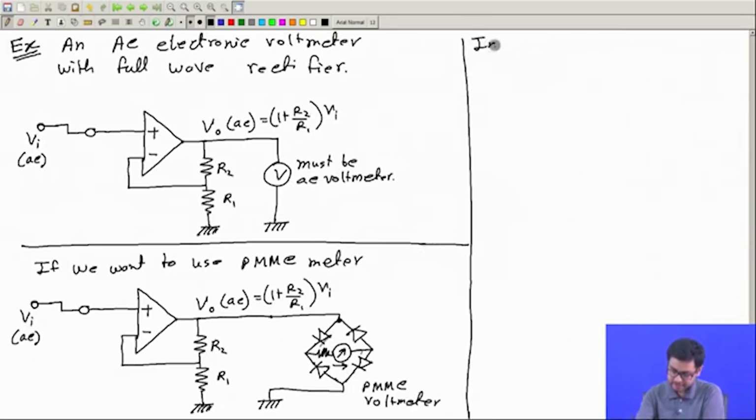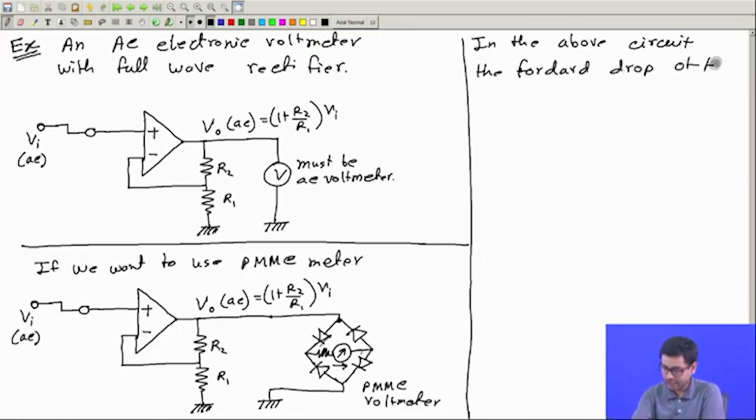So in this circuit, the above circuit, the forward voltage drop of the diodes causes inaccuracy if we do not take care of it in the calculation.